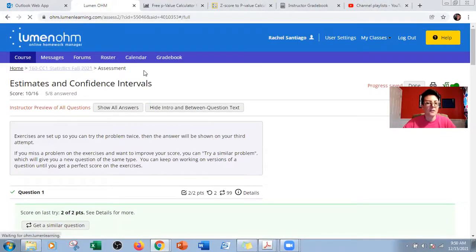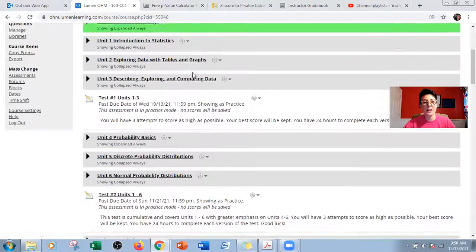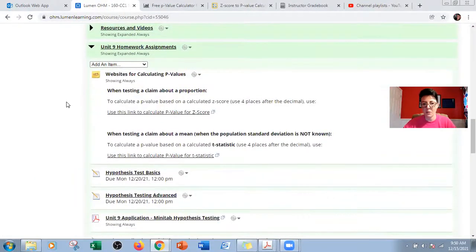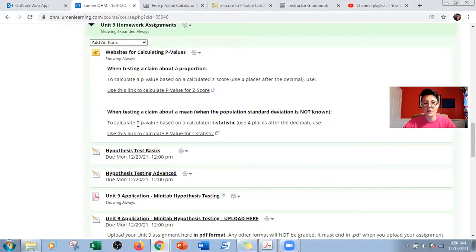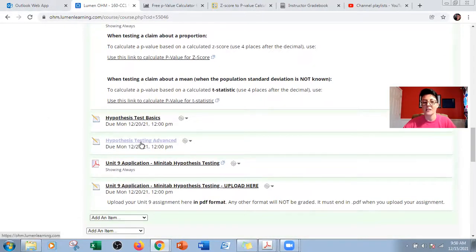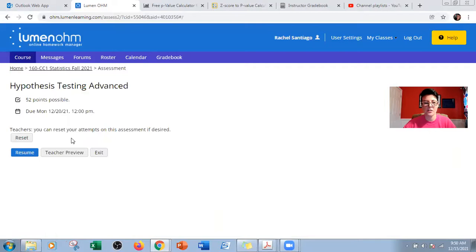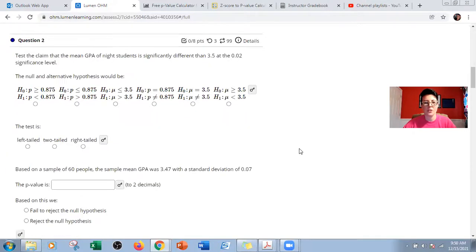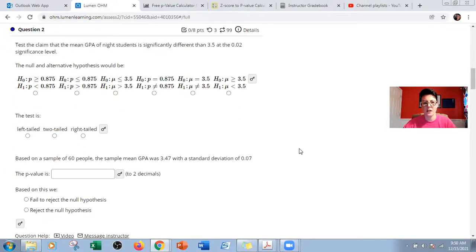Ho has asked for us to look at Unit 9 this time. When you go into Unit 9 homework, I want you to have both of these links open, okay? And I do, I have them both here. He had a question on hypothesis testing advanced. So let's look at this one. I'm going to reset my work. He wanted to look at problem number 2. This is what we're looking at, Ho, correct?